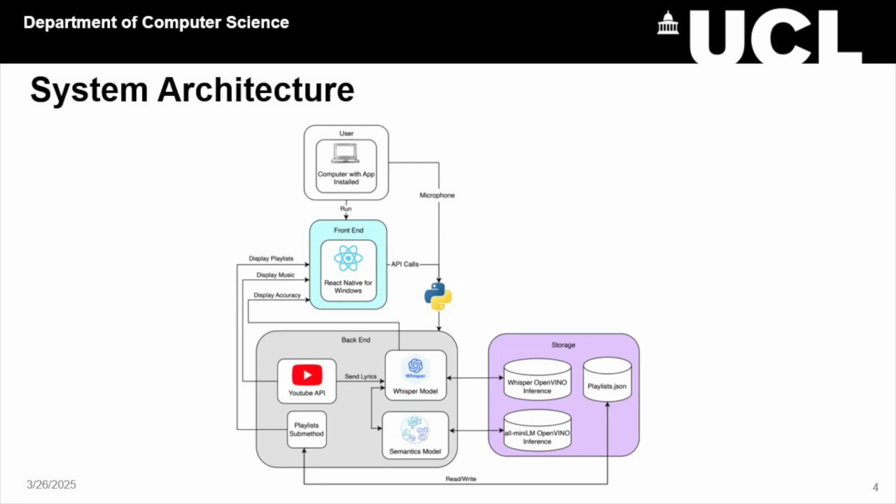Through post requests and get requests, the front end can send the audio recording to the back end, where it goes through the Whisper model to get transcribed. Once it's transcribed, it can be compared to the lyrics that's gotten through the YouTube API using the semantics model. And the front end can also invoke the playlist submethods to create new playlists, add new songs, or pick one out of the existing playlists that are curated.